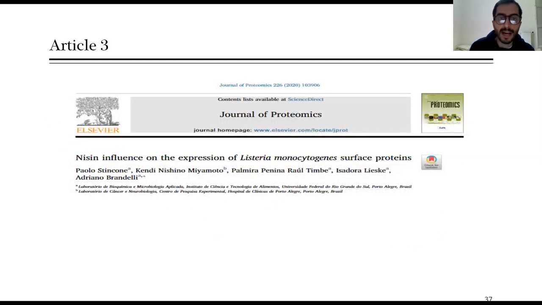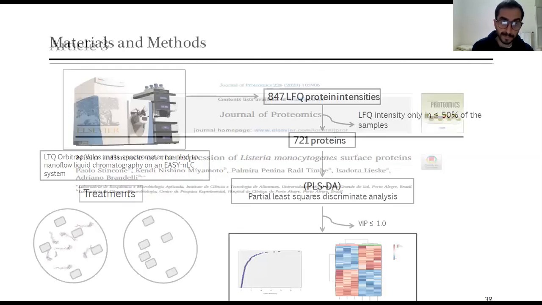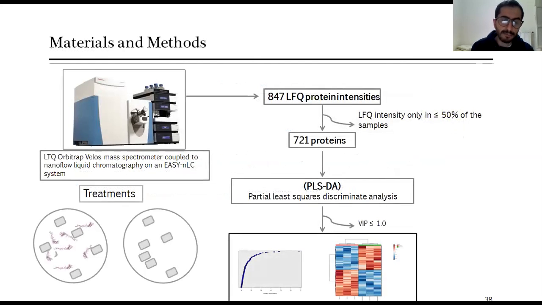The last article I'm going to present to you was published by the Journal of Proteomics, and it was titled "Nisin Influence on the Expression of Listeria monocytogenes Surface Protein." The method is mostly the same. We just changed the treatment.